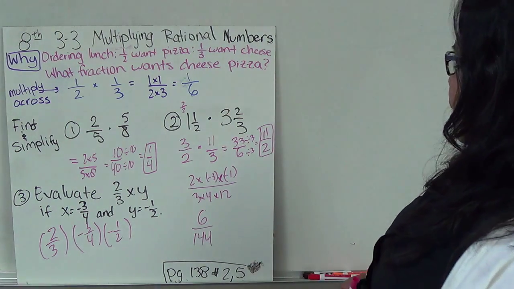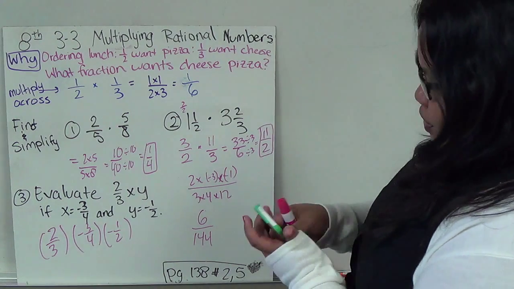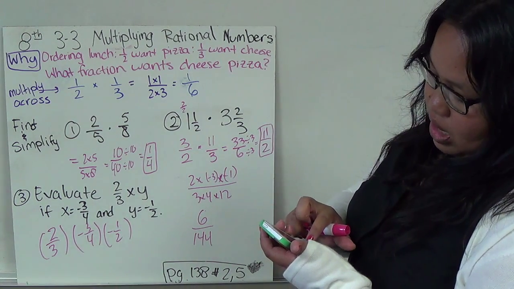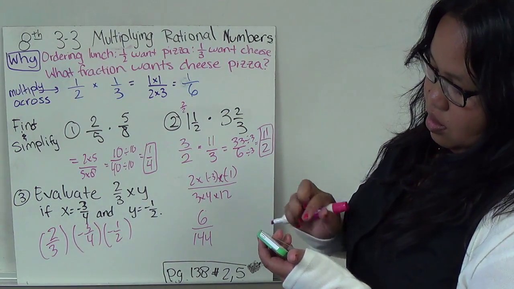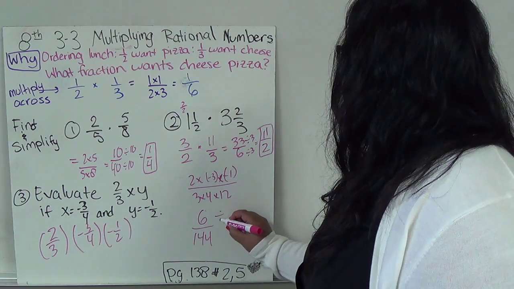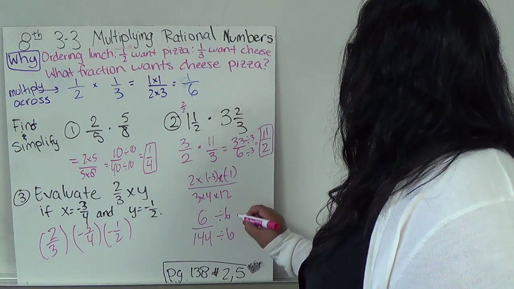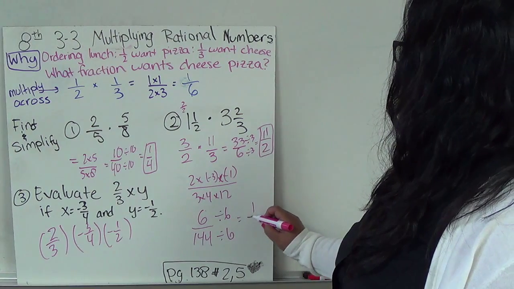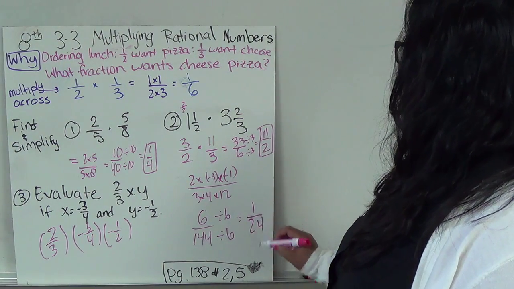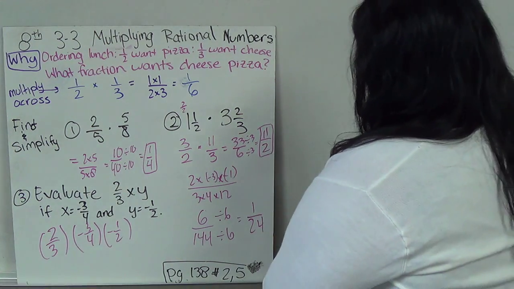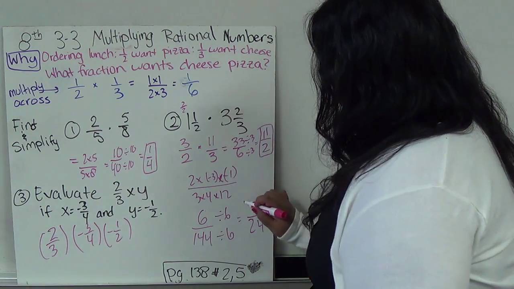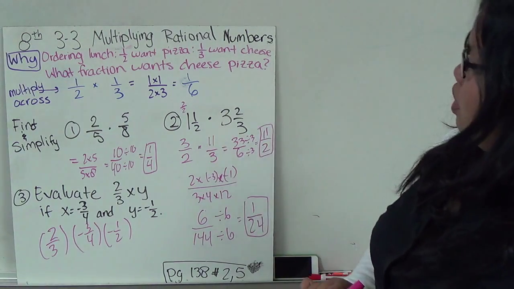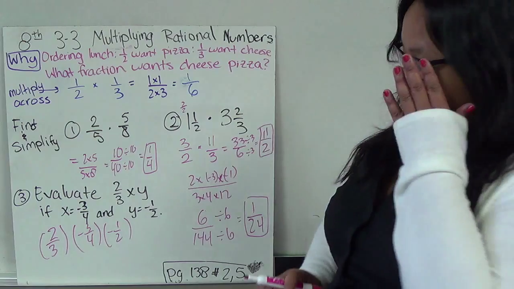Now, we're going to simplify. Let's see if 144 goes into 6. Yes. So divide both by 6. Okay, this is 1/24. All right? So, hopefully that made sense.